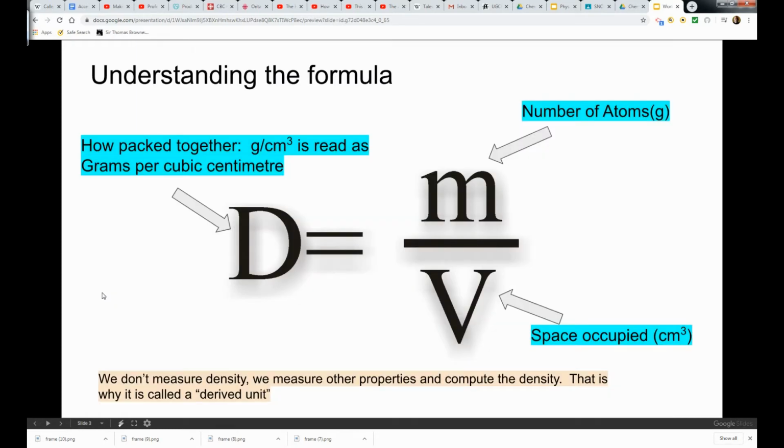Alrighty, so we've already looked at this formula. Density, or the fluffiness of something, is mass over volume. The mass is kind of related to the number of atoms and how they're arranged, and we'll see that a little bit later. And the volume is the space it occupies. Okay? It is a derived unit, grams per centimeter cubed. It's not a fundamental unit. It's made up out of two others, just like kilometers per hour is made up of two different kinds of unit.